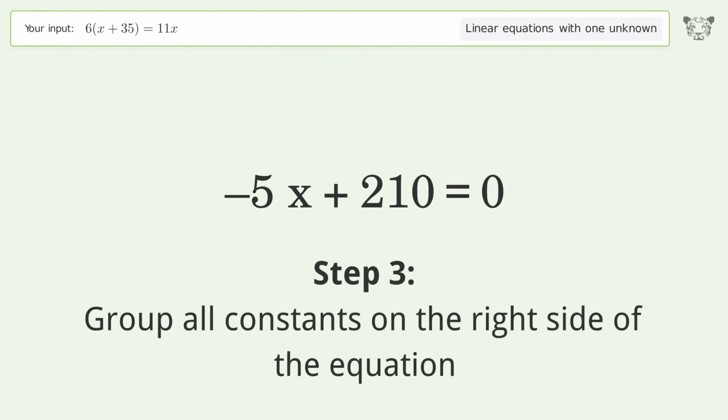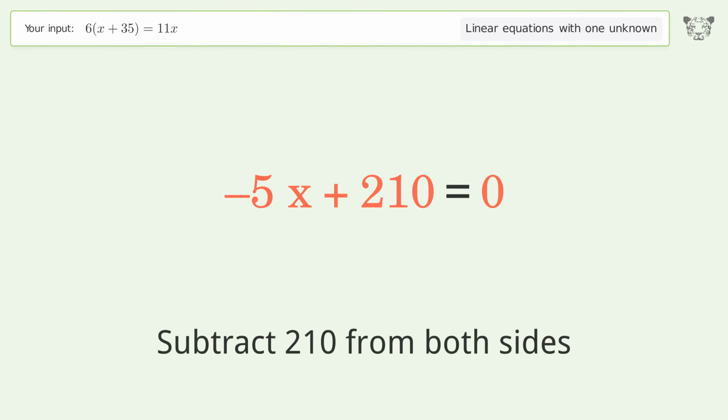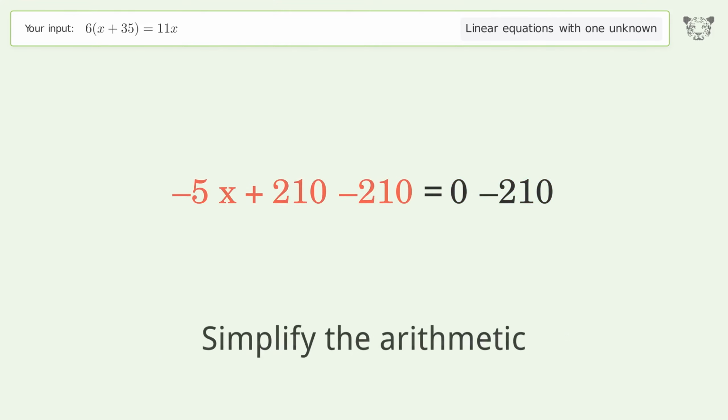Group all constants on the right side of the equation. Subtract 210 from both sides. Simplify the arithmetic.